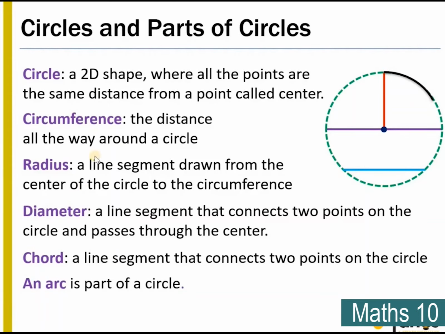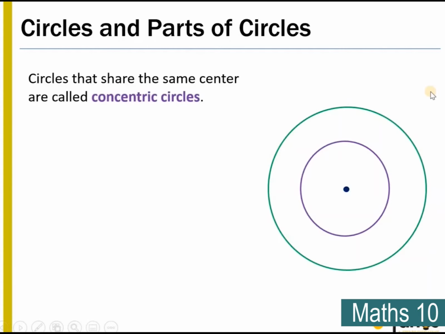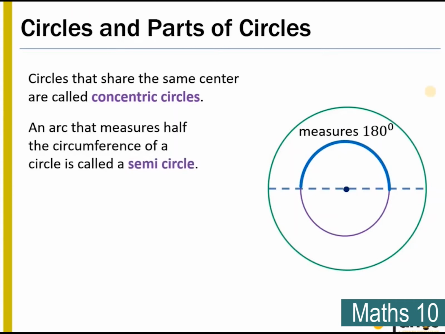An arc is a part of a circle. For example, this arc here. It goes part way around the circle. Circles that share the same centre are called concentric circles. An arc that measures half the circumference of a circle is called a semicircle. So this here is a semicircle, and it measures 180 degrees because it's half of 360 degrees.